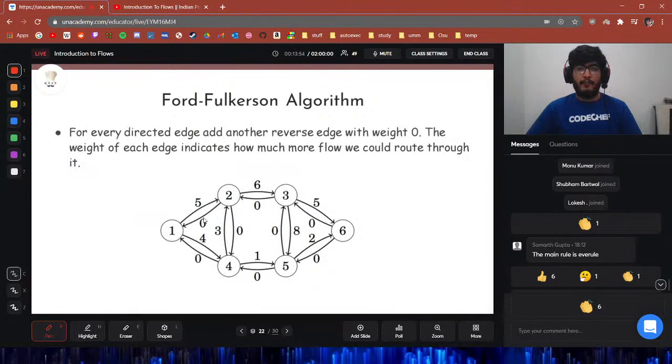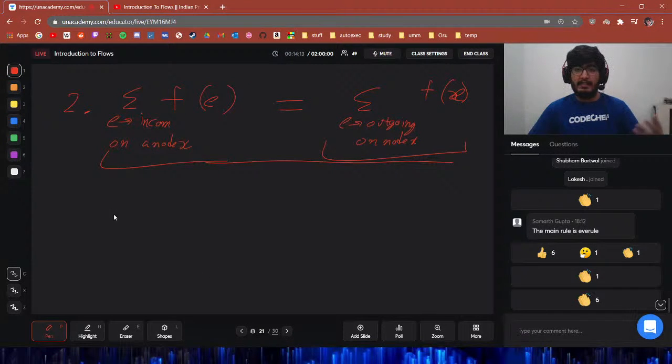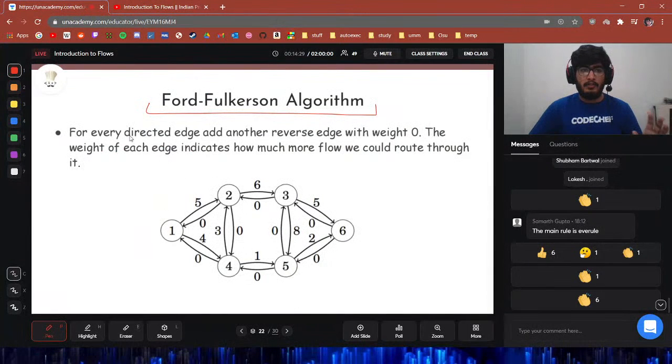So the Ford-Fulkerson algorithm is the first algorithm that you learn for how to calculate the maximum flow. In this Ford-Fulkerson algorithm, we consider a flow system, which is a system of directed edges. So it's a graph G where each edge is directed and has some weight, right? So a directed graph and weighted graph. For every directed edge, add another reverse edge with weight 0.